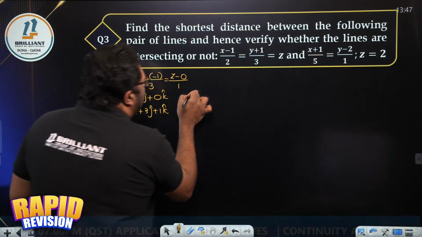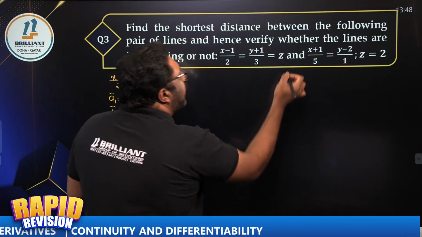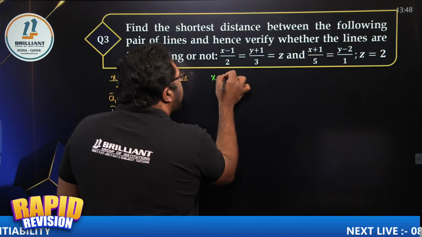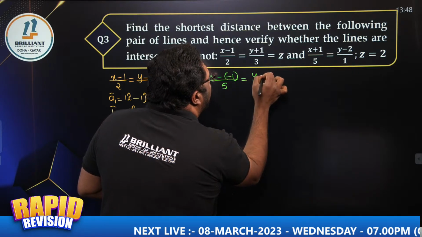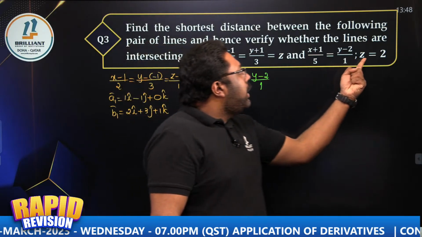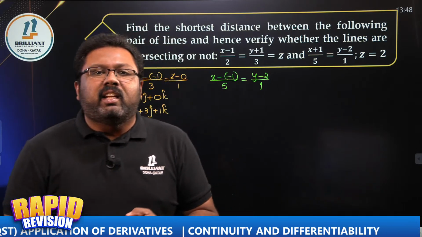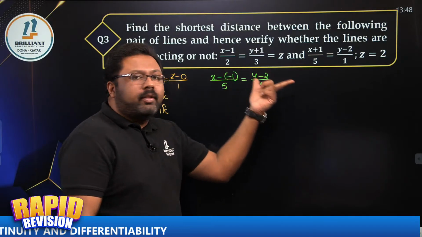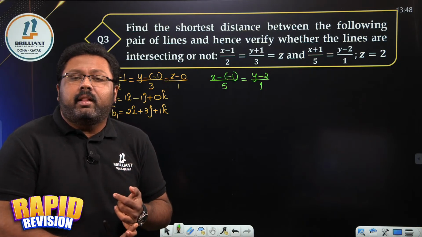Okay? Similarly, all of you please take the next line: x minus 1 divided by 5, y minus 2 divided by 1, and please be careful, z equal to 2. My dear students, this is the most difficult thing about three-dimensional geometry. They do not like to give the equations of the straight lines in the standard form. So we have to write it in the standard form.